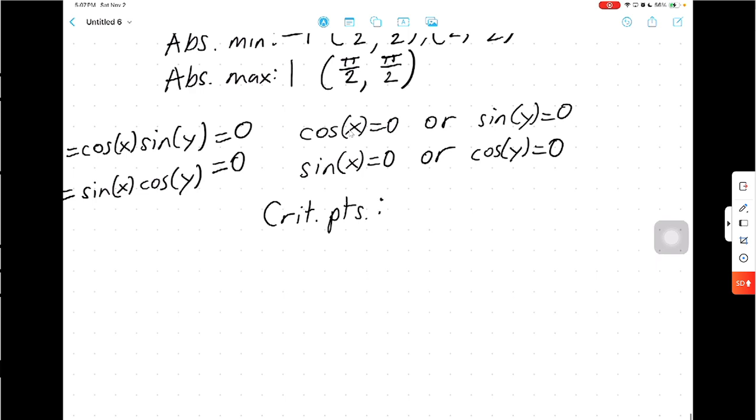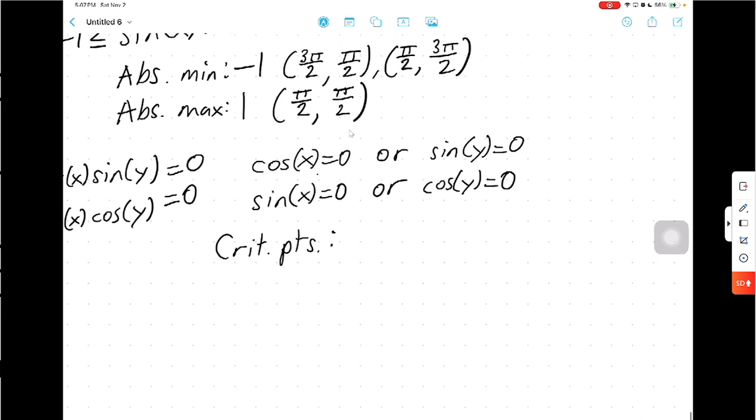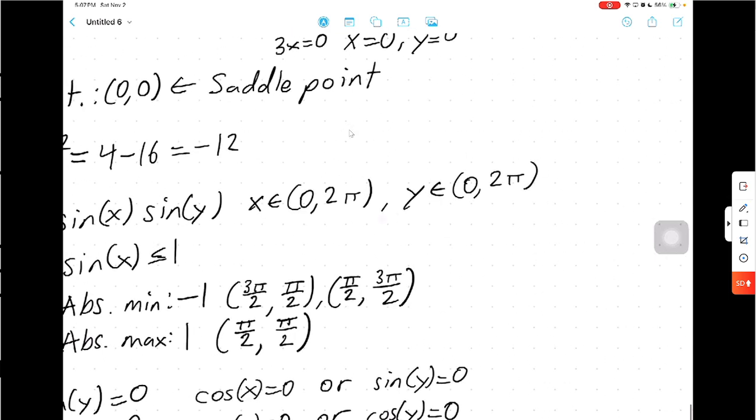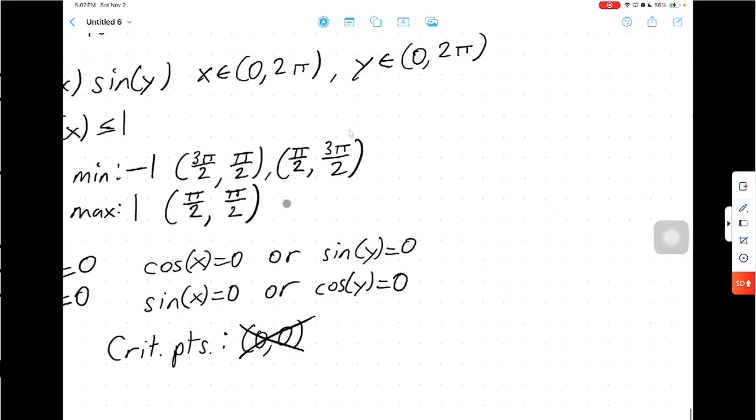So our critical points are going to be, let's see, sine of 0 is just 0. So you have 0, 0. This one's actually out because our intervals do not include 0 as a point, because of the brackets here. This bracket's not a square one.